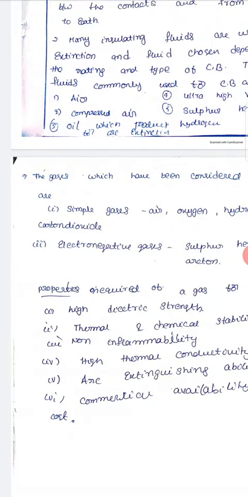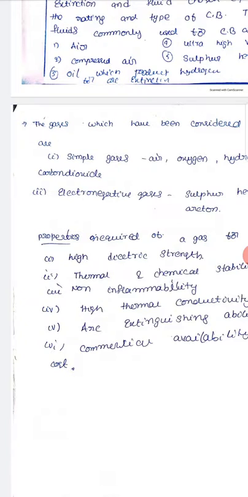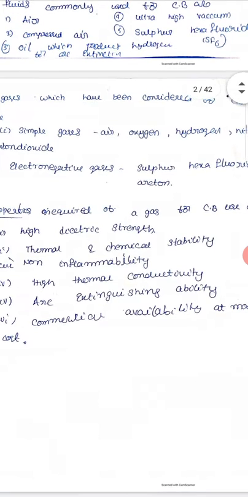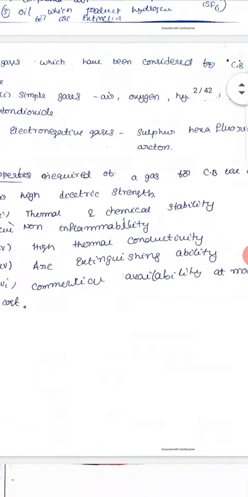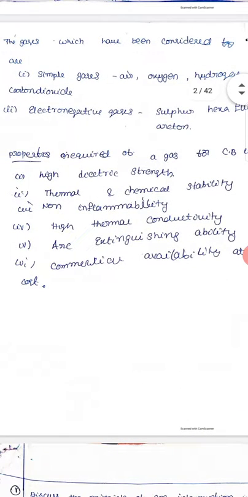Why do we choose the electronegative gas SF6? It depends upon the properties required. First property is high dielectric strength. Second, thermal and chemical stability. Third one is non-inflammable. Fourth one is high thermal conductivity. Fifth one is arc extinguishing ability. Sixth one is commercial availability at moderate cost. That means SF6 gas has high strength at the time of arcing in a system.